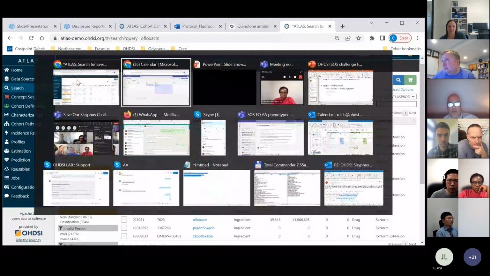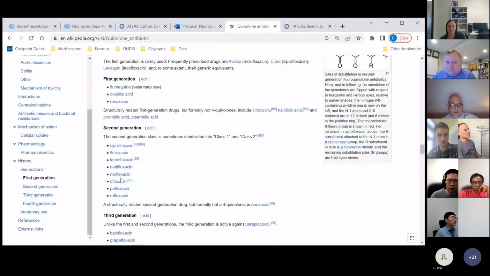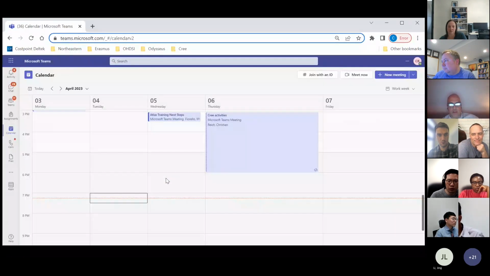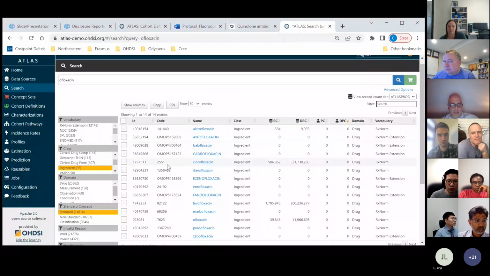So you go back to the list, and then ofloxacin, norfloxacin. We haven't got that yet, and so on, right? So you keep going until you have them all. That should take you less than 5 minutes. Now we have these guys.